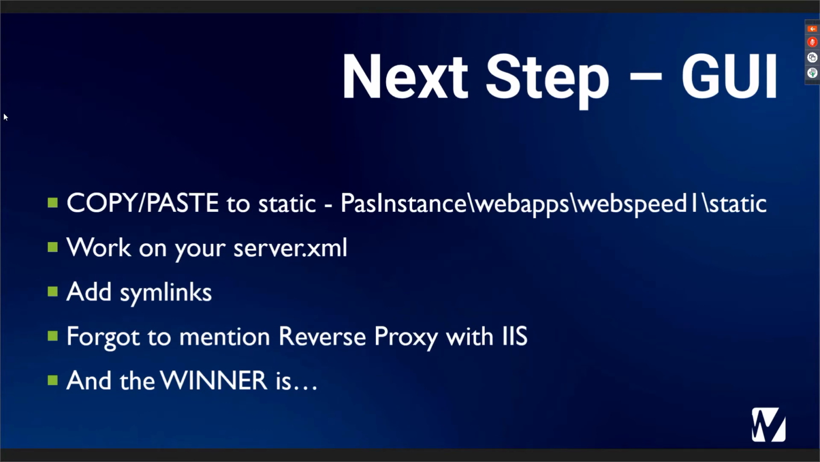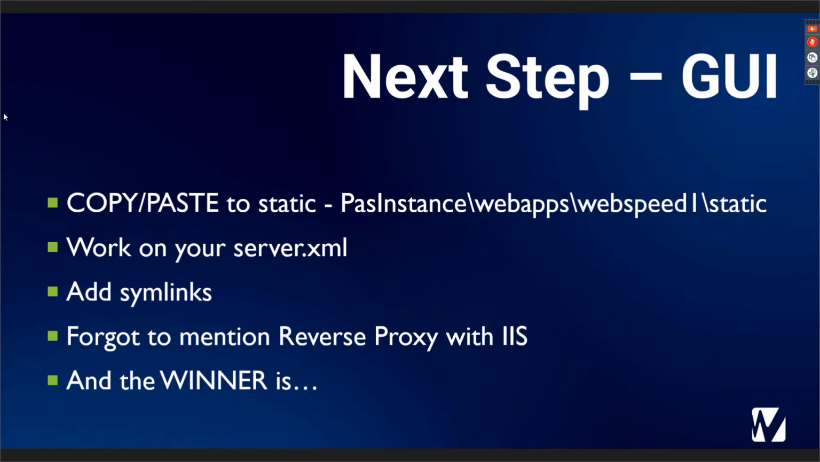Okay, so on the GUI part, as I mentioned, we had three options. The current solution that we are using is copy and paste to the static folder. If my instance is a PAS instance, and, let's say, the WebSpeed one is the previous WebSpeed that I had, and I kept the same name, I would copy all my GUI files into that static folder. I override everything, I'm not deleting anything, and it's working.